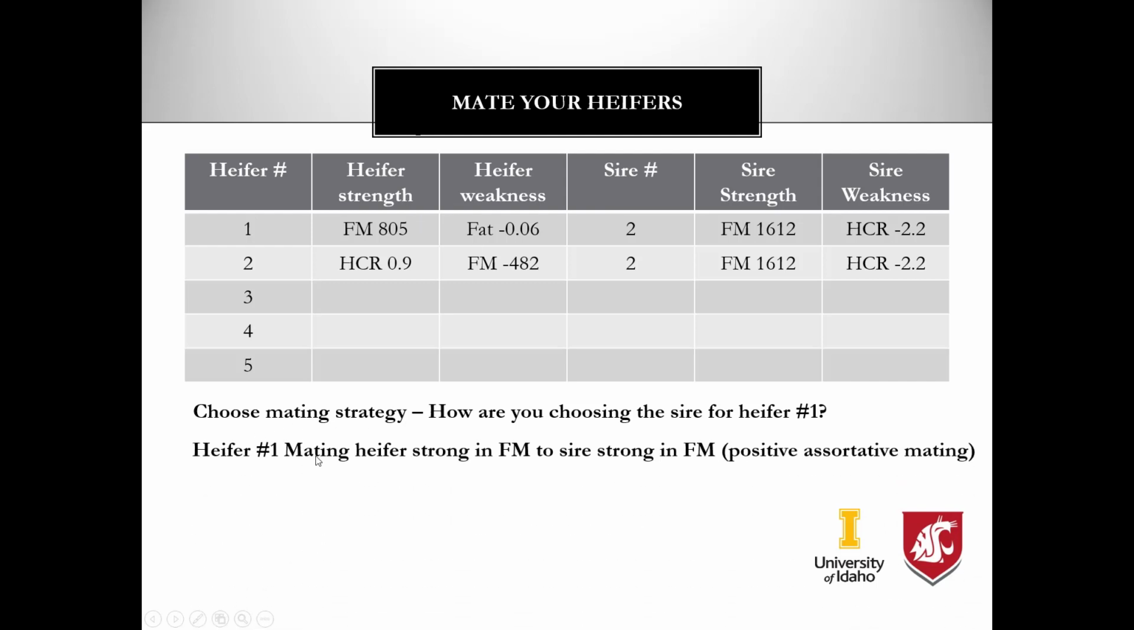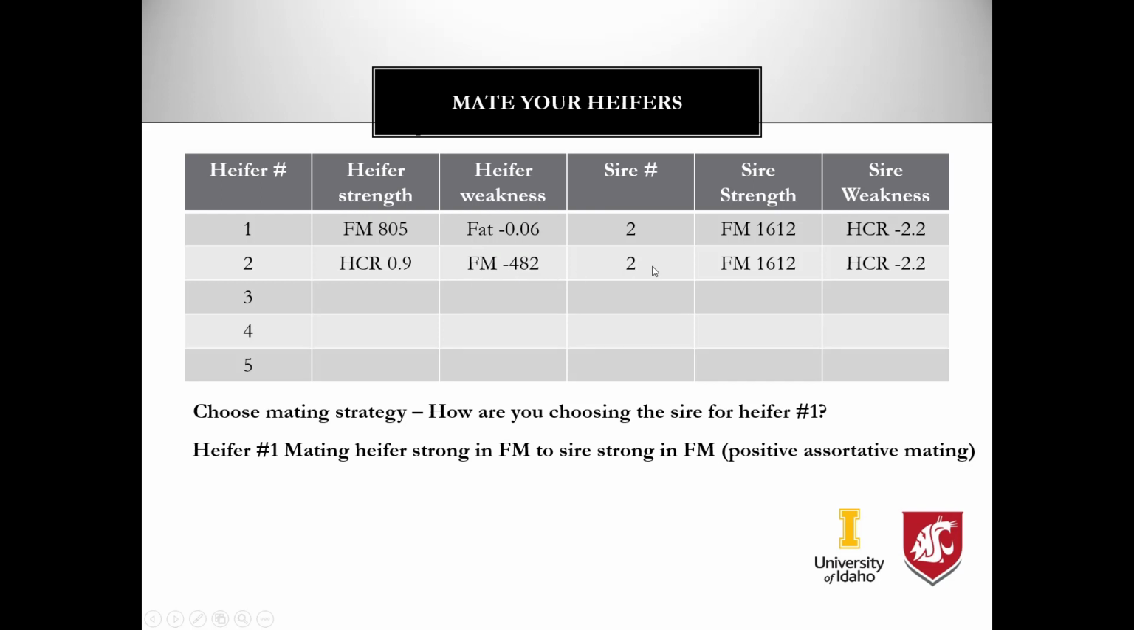So in heifer number 1, she is strong in fluid milk, and we mated her to a sire that was strong in fluid milk, and we call that positive assortative mating, and that is going to drive your genetic progress strongly towards increasing fluid milk. Now the second heifer is a little bit different. Her strength was in reproduction. Her heifer conception rate was 0.9, so she is better than average. And her weakness was fluid milk at minus 482.